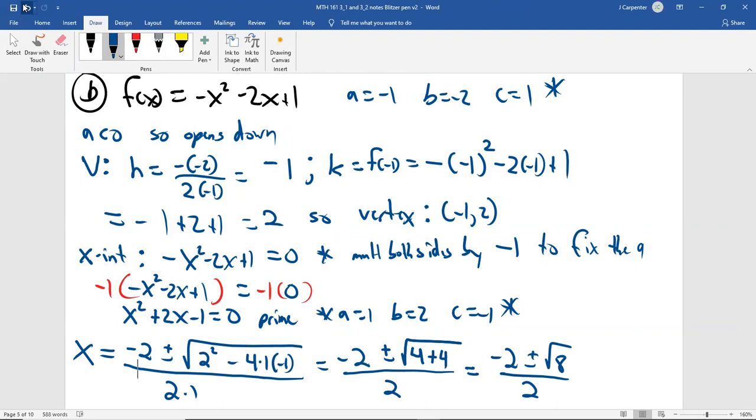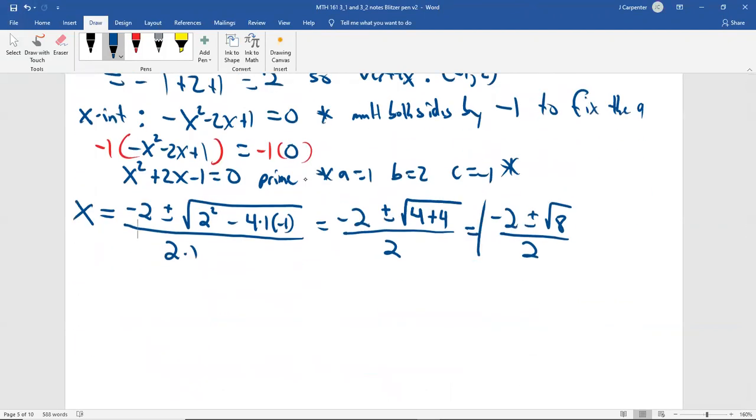So this is not going to be a rational solution. It's not going to be like 5 or 3 halves; whole numbers or fractions are out. It's going to be stuck with a square root, or an i, not an i obviously. But this is not good enough. If you say this is the x value of the intercepts, that's wrong because we can simplify the square root of 8. Remember, square root of 8 you can write as the square root of 4 times 2, which becomes 2 square root of 2. This 4, we know the square root of, so we pop it out.